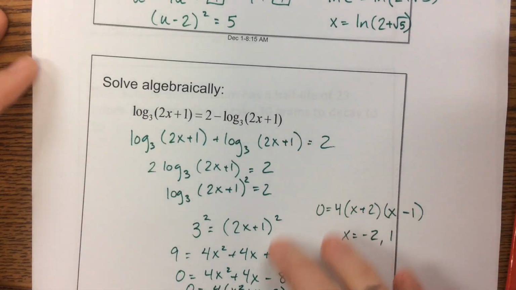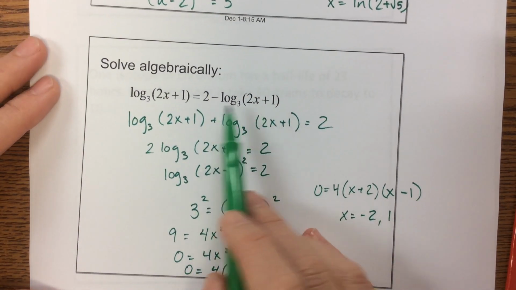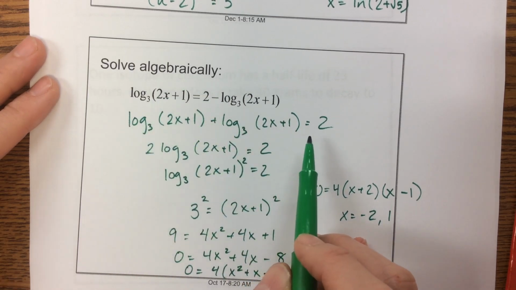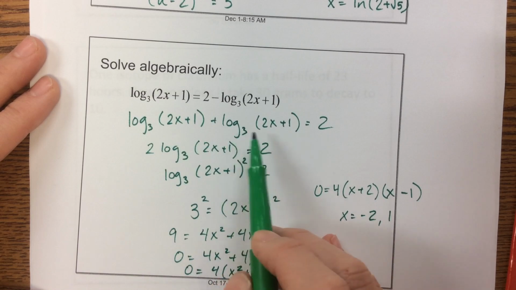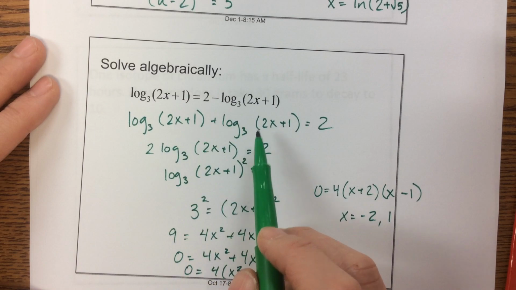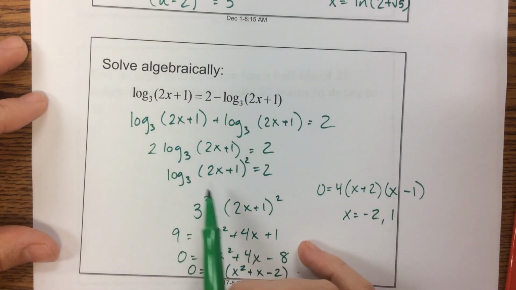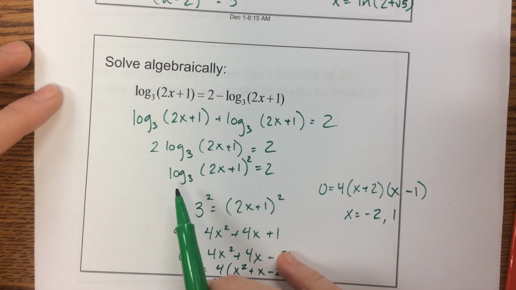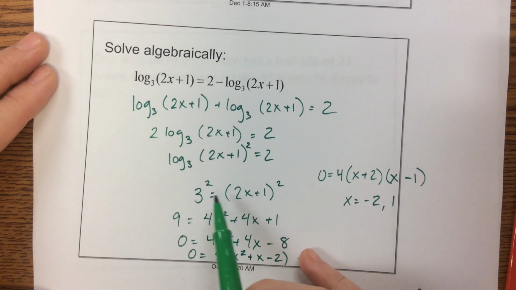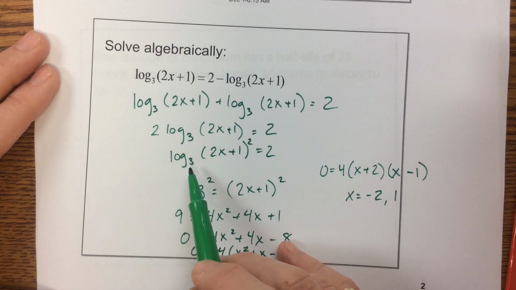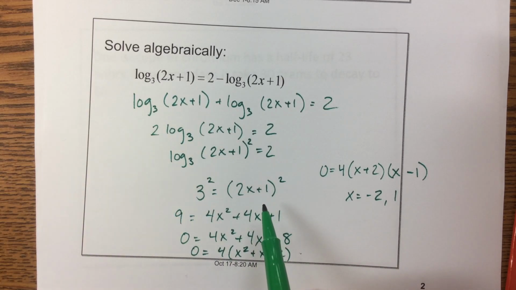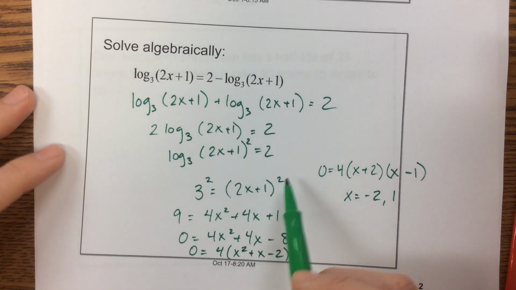The next one, on this one, I went ahead and recognized that if I move this to the other side, I could get all of my logs on one side and my other number over here. Well, these two were exactly the same. So there's two of them, or you could think of I'm multiplying those things because I have addition, I'm squishing it together. However you get there, I have this log base 3 of 2x plus 1 squared equals 2. Then I did I heart logs, so 3 to the 2 is equal to this, equal to 2x plus 1 squared.